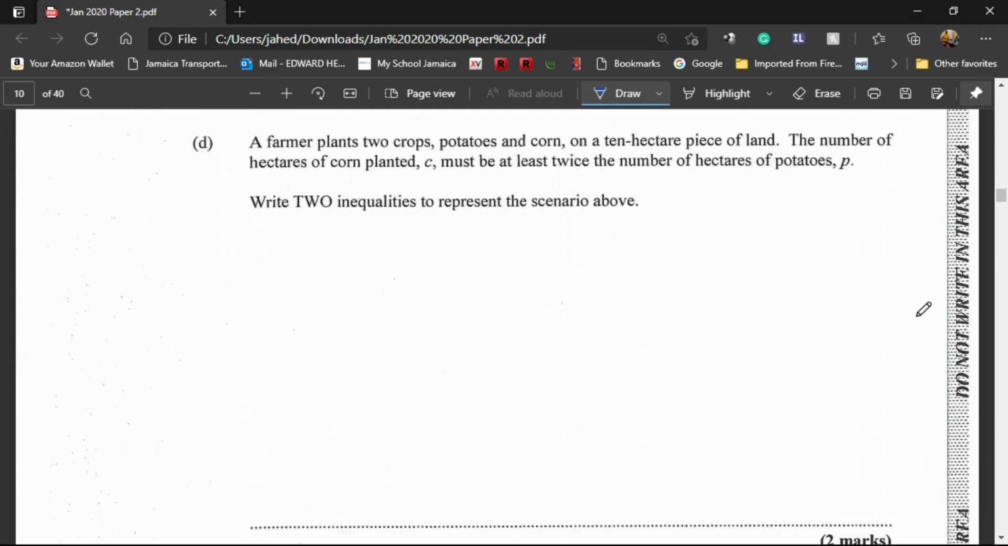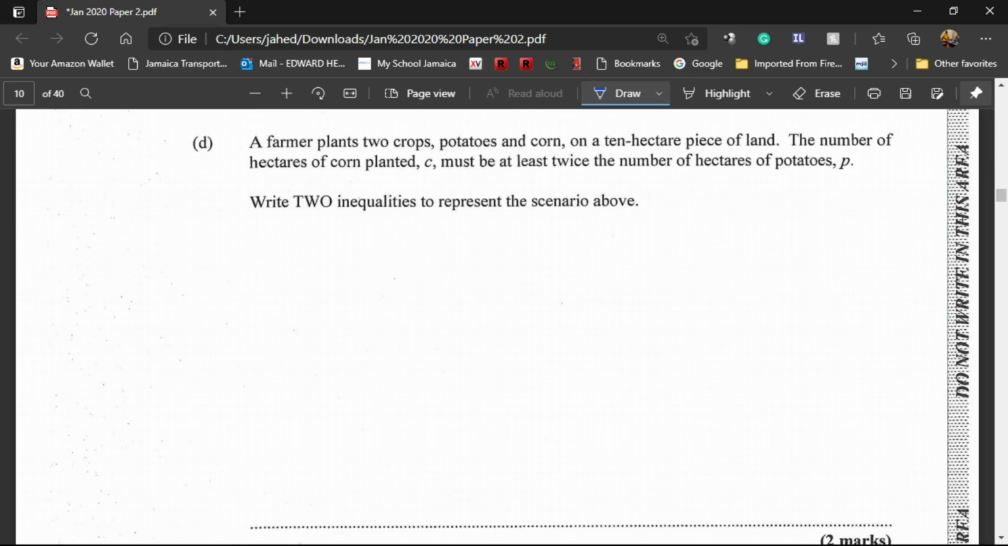Now in section D, the question reads, a planter plants 2 crops, potatoes and corn, on a 10-hectare piece of land. The number of hectares of corn planted is C, and this must be at least twice the number of hectares of potatoes. We are asked to write 2 inequalities to represent the scenario above.